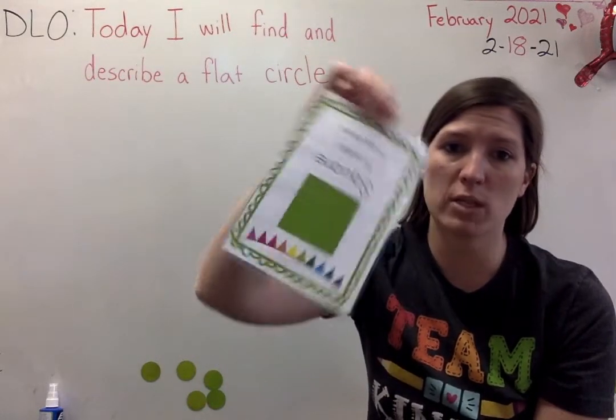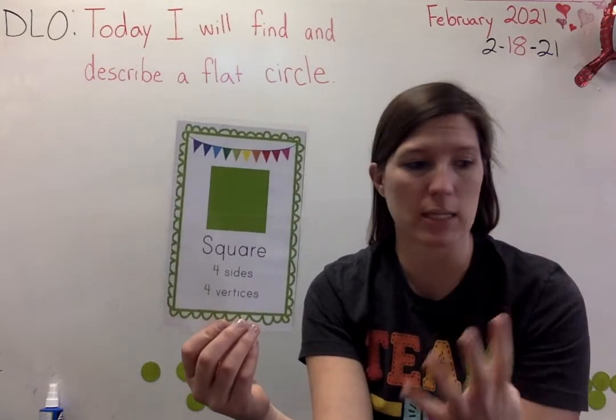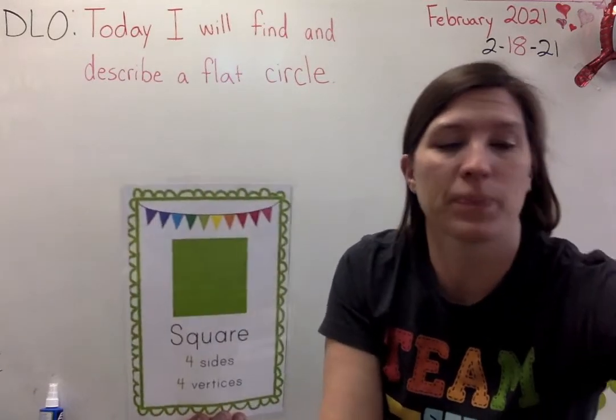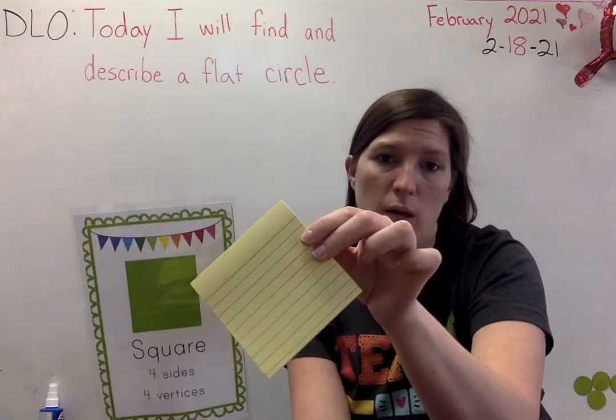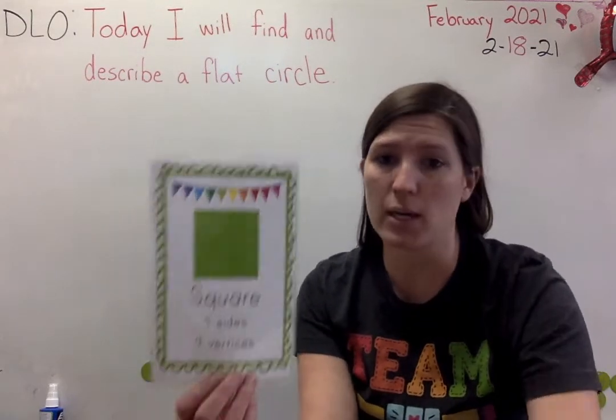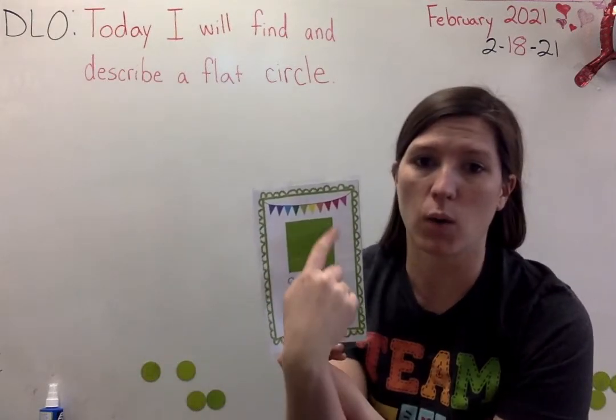it, it will always be a square because a square has to have 4 equal sides, and it doesn't matter if it's turned sideways, facing this way, or a little crooked, it will always be a square. And it has 4 vertices. Vertices are the corners.